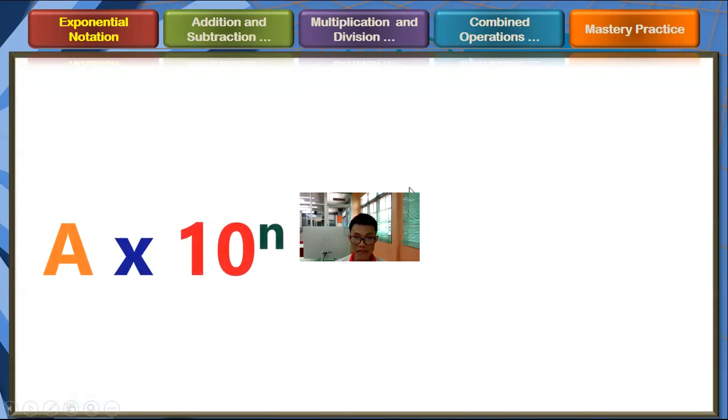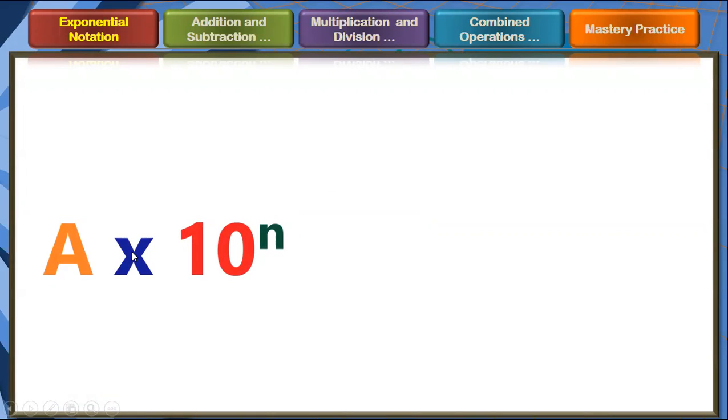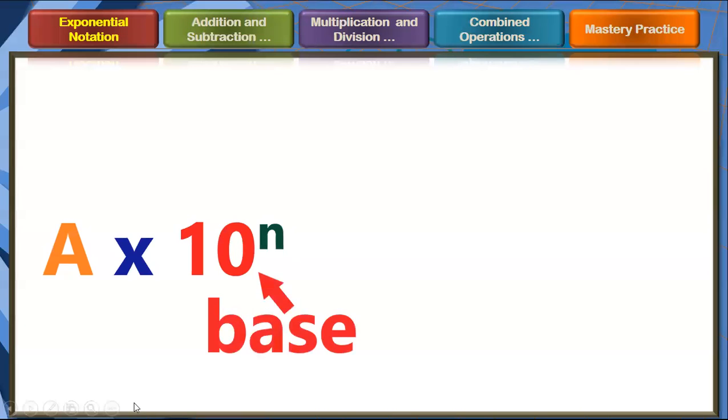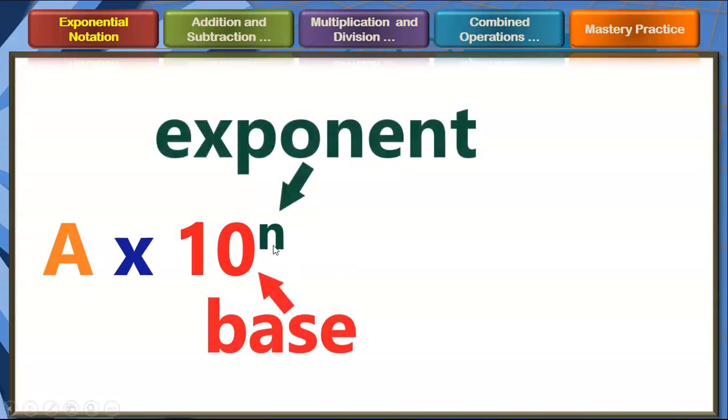For example, I have here a times 10 raised to n. So what are these terms? What is a? What is 10? What is n? 10 here is our base, n here is our exponent, and a here is any number. This number should be greater than or equal to 1, but less than 10.